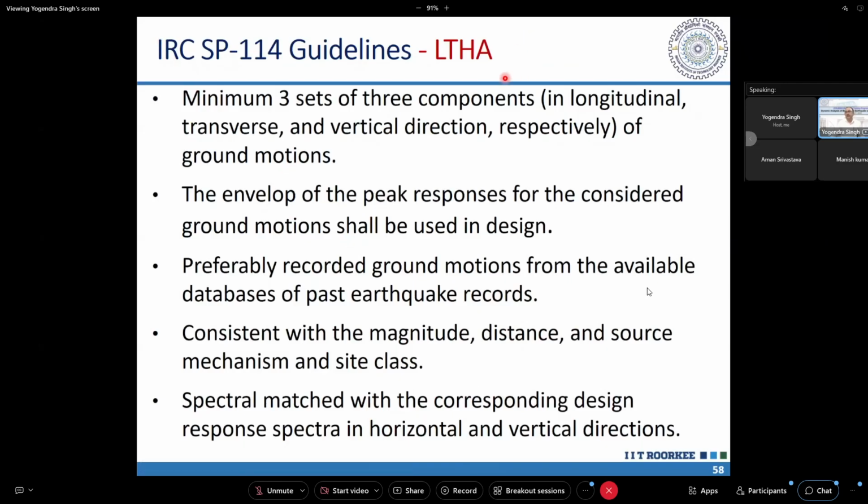Now, recently, this IRC SP114 is getting revised. It is under revision, and some changes and guidelines have been suggested for time history analysis. First, regarding linear time history analysis, this revised SP114 suggests that we should have a minimum of 3 sets of 3-component ground motions. So we will consider 3 components in the longitudinal, transverse, and vertical directions, and we will need 3 such sets. These ground motions are to be selected in such a way that the envelope of peak responses of the considered ground motions shall be used.